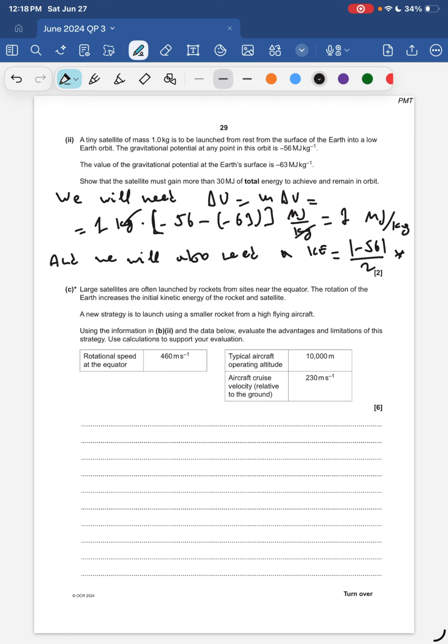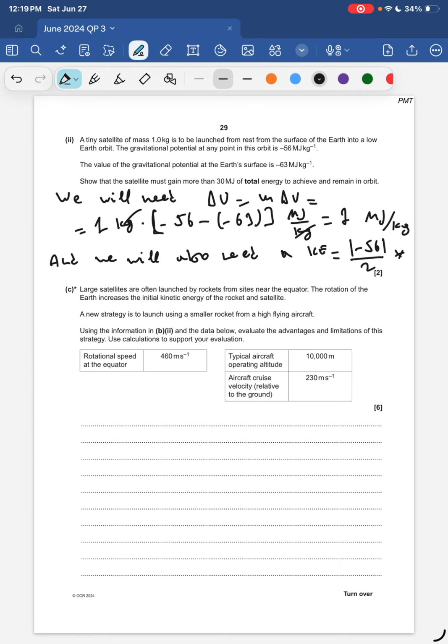Large satellites are often launched by rockets from sites near the equator. The rotation of the Earth increases the initial kinetic energy of the rocket and satellite. A new strategy is to launch using a smaller rocket from a high-flying aircraft. Using the information in B2 and the data below, evaluate the advantages and limitations of this strategy. Use calculations to support your evaluation.